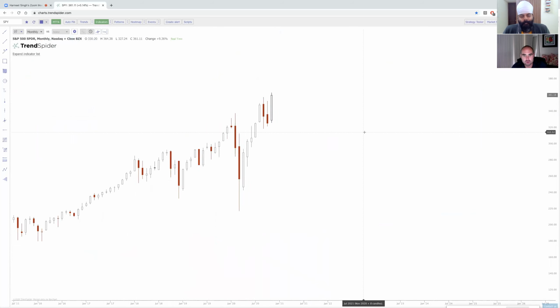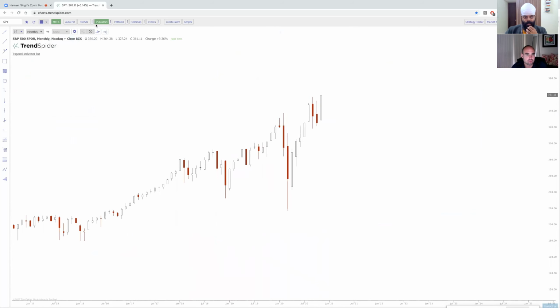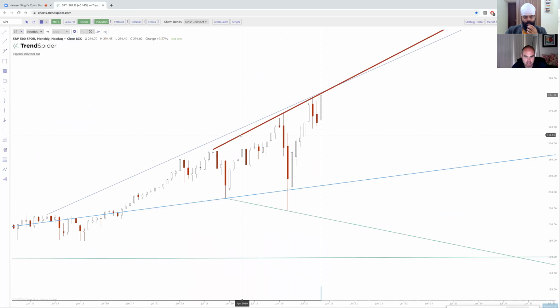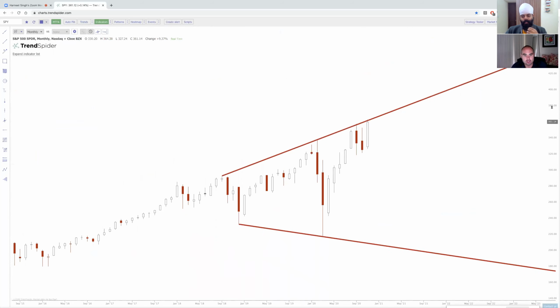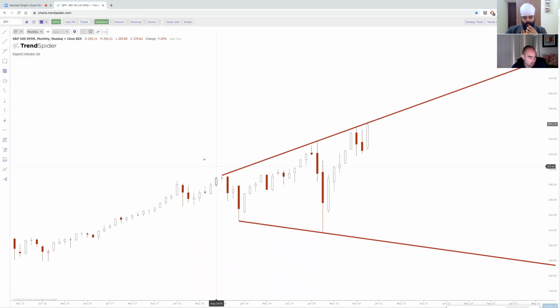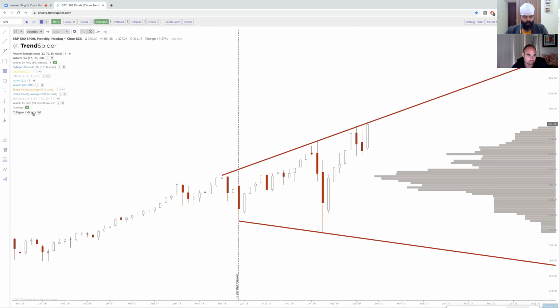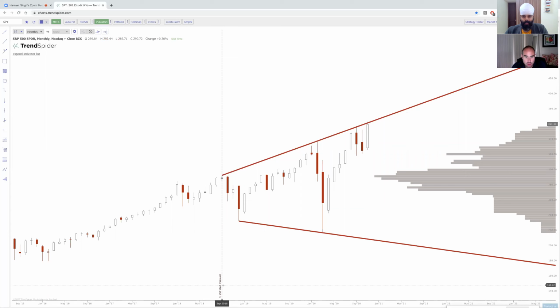What I'm going to do is the auto trends again and just lock in these two lines. And sometimes I like to start the volume profile, the volume shelf, from the start of a pattern. So at this point, if I put the volume by price starting here, we now can see what the volume profile is of this megaphone setup.